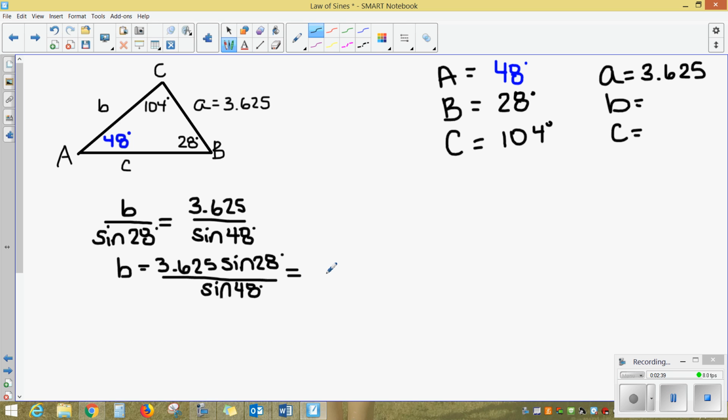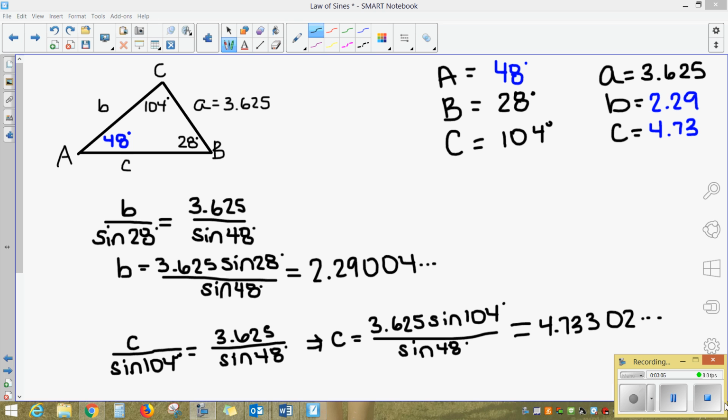Okay. When we go back to find side C, we can do the same, just replace the B here with the letter C and the 28 degrees with the 104 degrees, and then we can multiply both sides and solve for the C. So go ahead and pause the video now and go through all of that work. And then when you turn it back on, the answer is going to be there. So don't turn it back on until you're ready to see what's going on.